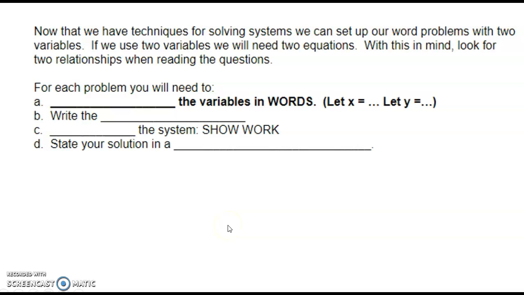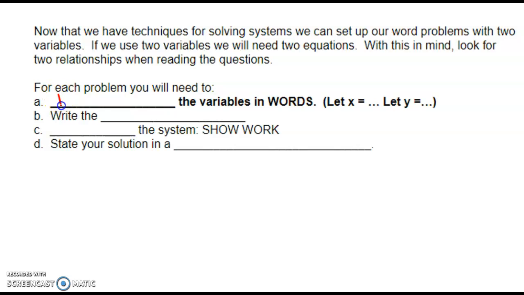So now that we know how to solve systems, by graphing, substitution, and elimination, we can use this to write and solve equations in applications. Since we have two variables, we're going to need two equations to solve. So we're going to be looking for those two relationships as we read these word problems.